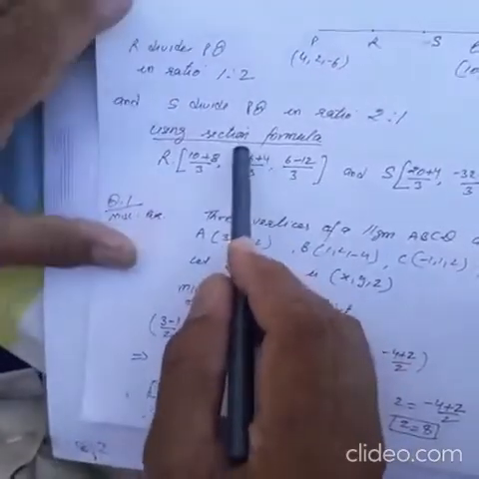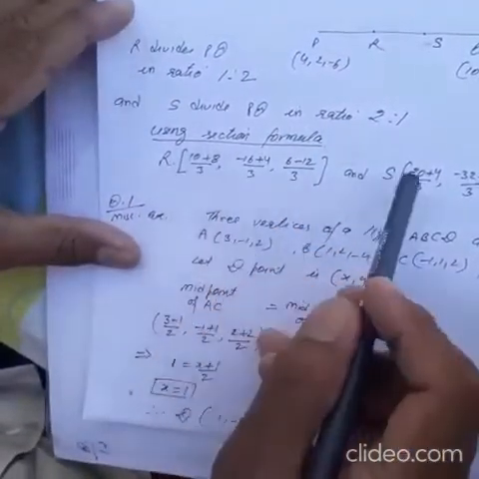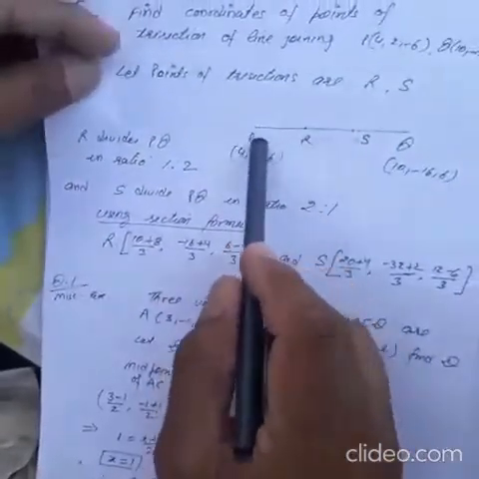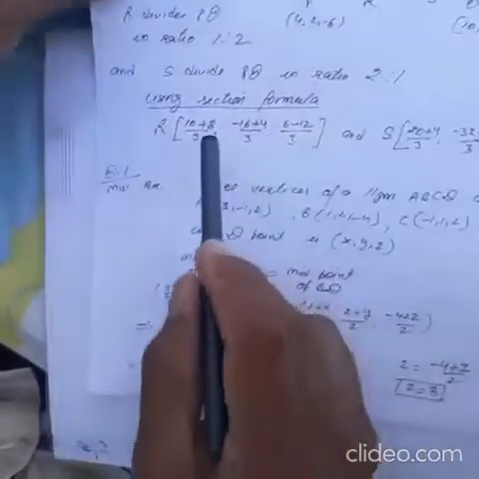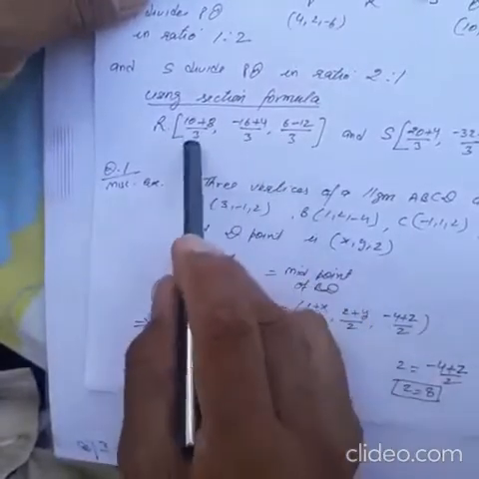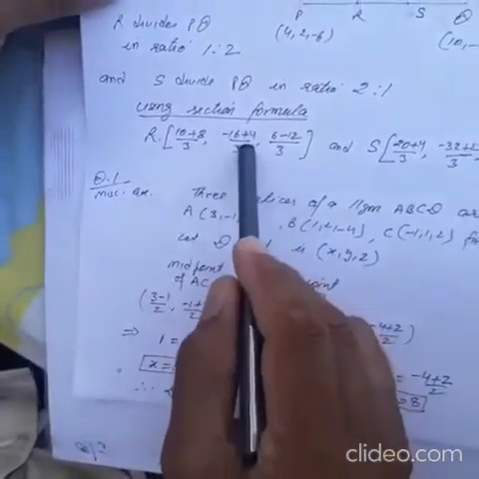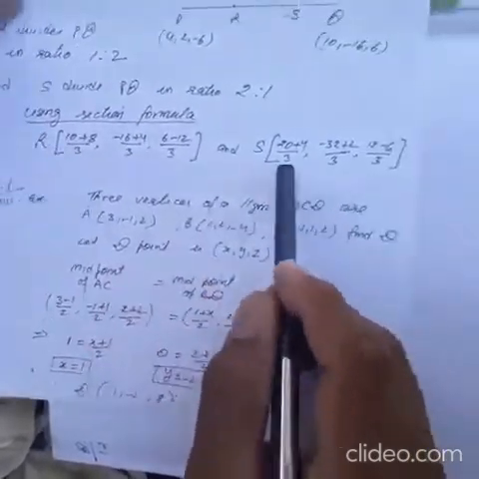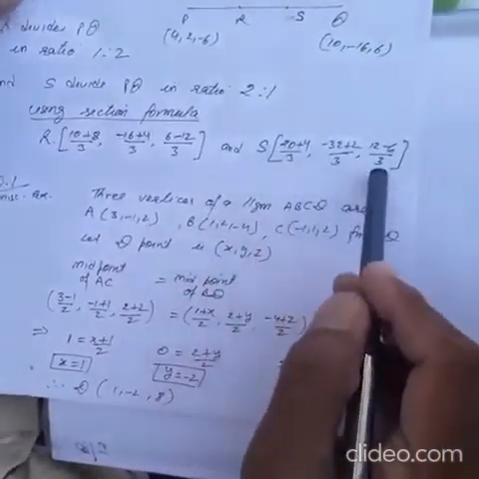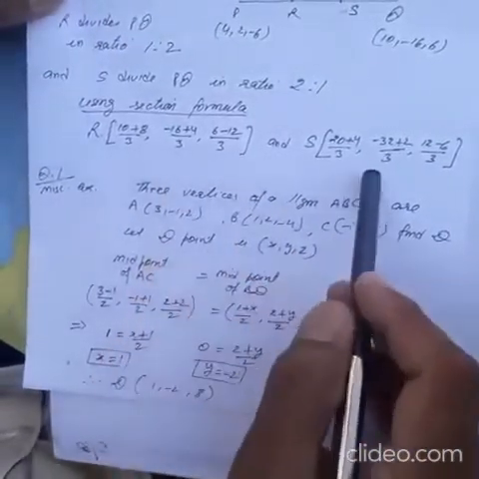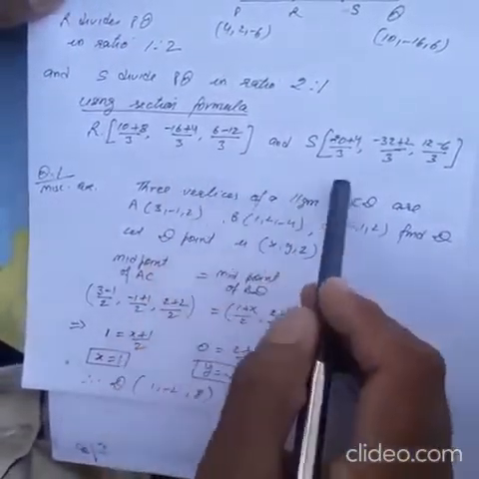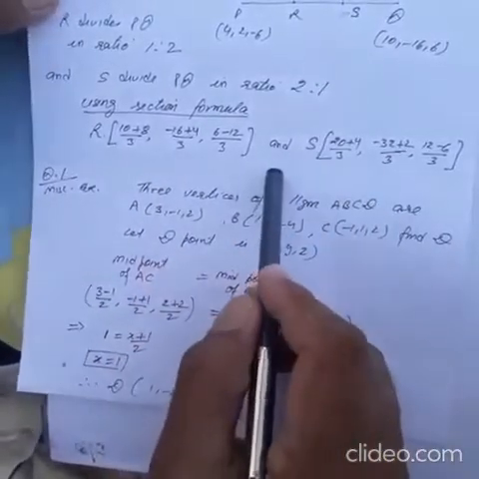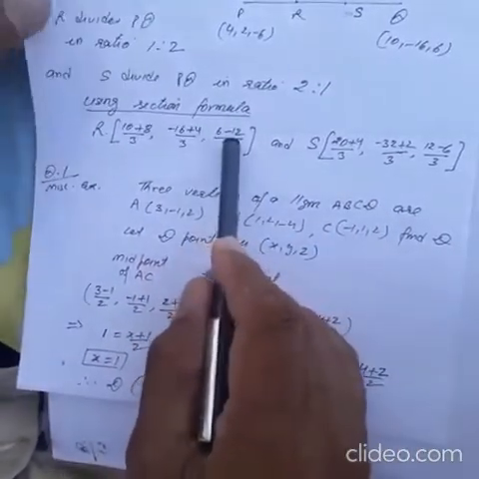So use the section formula to find out R and S points. Using this, 1:2, apply the section formula. So R coordinate will be (10 plus 8)/3, (-16 plus 4)/3, (6 minus 12)/3. Similarly, S coordinate can be evaluated. So these are the points of trisection. You have to write the answer in simplified form. I have not simplified, you have to simplify this. So it was the 5th question.